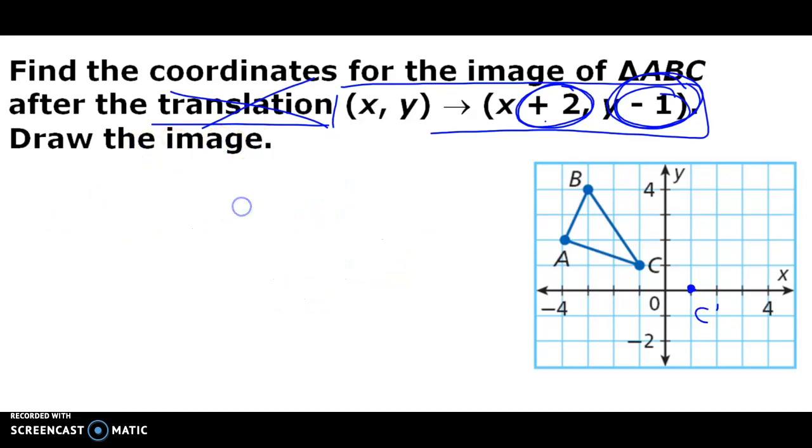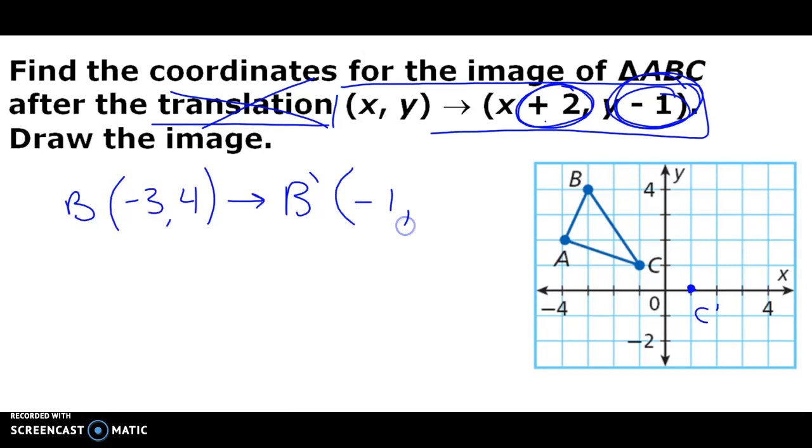Okay, now let's do the same thing with B. So I'm going to take B, what is B's coordinate? Left 3, up 4 is negative 3, 4. And I want to translate it to a new point that we're going to call B prime. That's the image. So add 2 to the x, and what do we get? And then subtract 1 from the y. And then plot that point. So it's always going to be plus 2, minus 1. For this case, yes. They could put any numbers in there, and then you would do that to the x. Okay. So that there is our B prime.